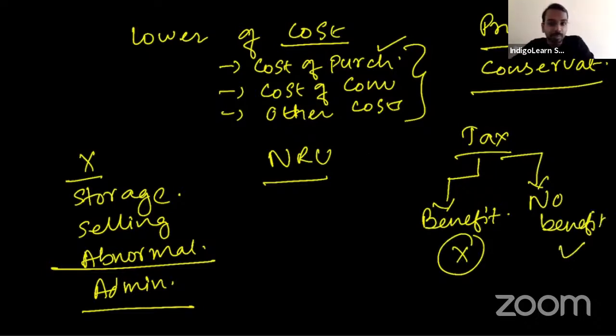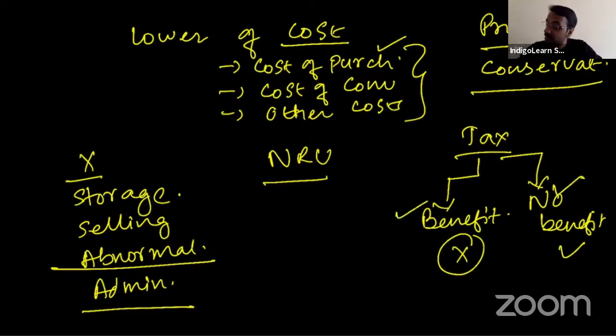For example, when you pay customs duty, generally you do not get any benefit. If you import and pay customs duty, most of the time it is an expense. You will not get any refund unless you meet certain export criteria. So if there is no benefit, then you will include it.